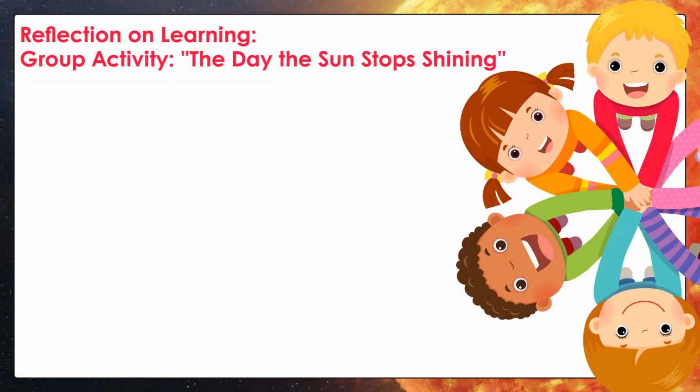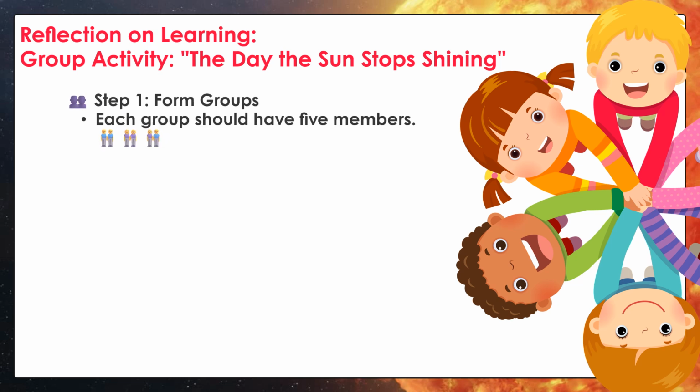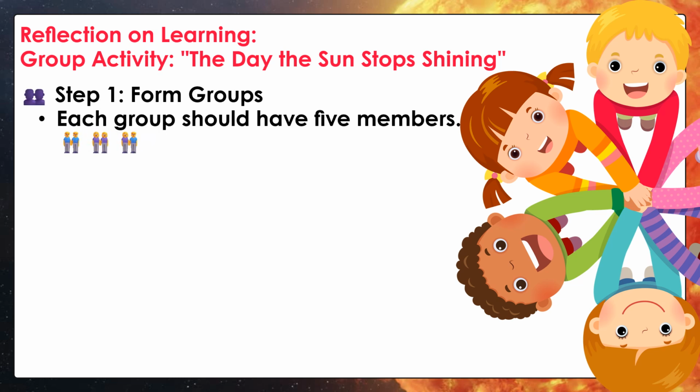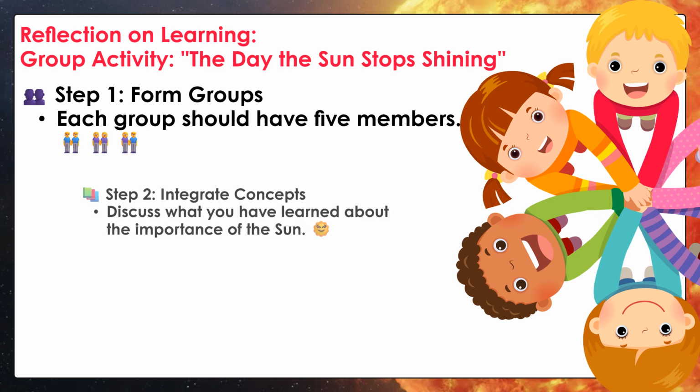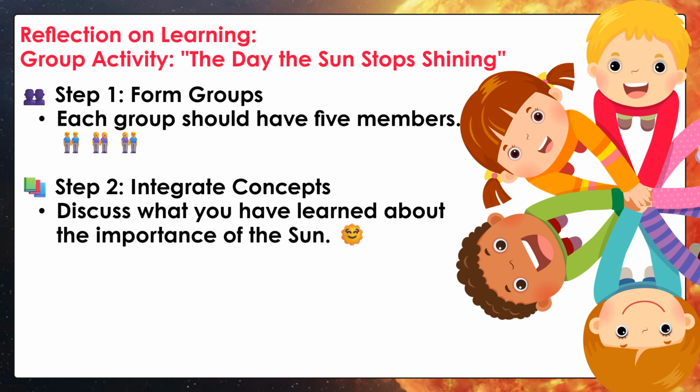Reflection on learning. Group activity, the day the sun stops shining. Step 1. Form groups. Each group should have 5 members. Step 2. Integrate concepts. Discuss what you have learned about the importance of the sun.